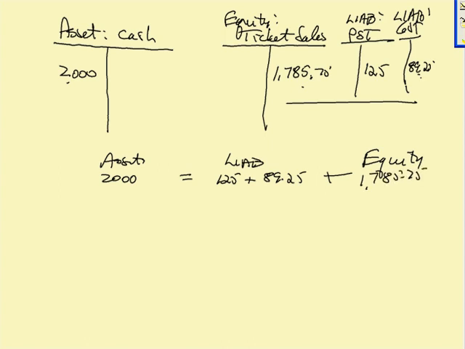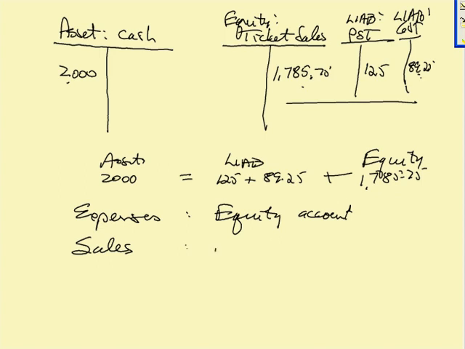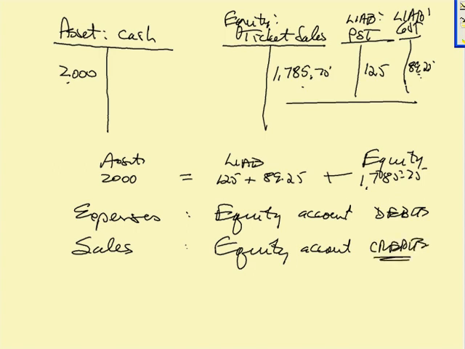$1,785.75. So last lesson we learned that expenses were classified as equity accounts, and now we learned that sales of your product or service are also equity accounts. We saw last lesson that the expenses were typically debits to equity, and the sales are typically credits. And we'll come back to that in the next lesson.